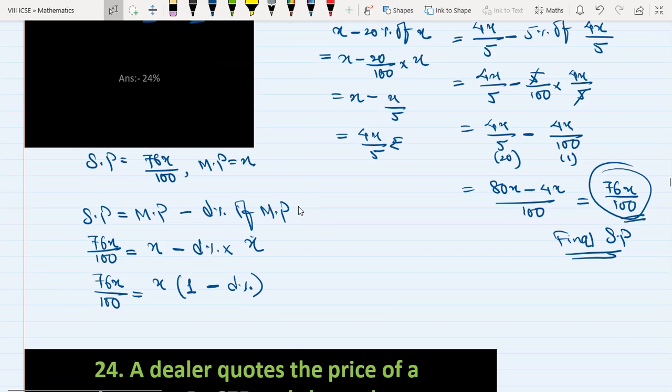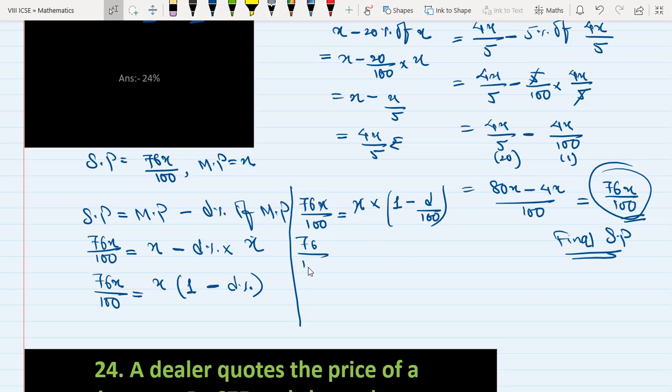Okay, so 76x/100 is equal to x multiplied by 1 minus d/100. Okay, so this x will cancel. 76/100 is equal to 100 minus d over 100. Okay, 100 cancels and d is equal to 100 minus 76, which is 24.